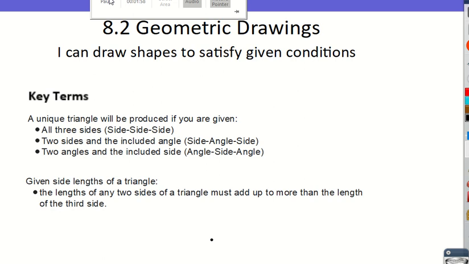With right triangles, your two shorter sides, the sum has to be greater than the longer side to make the right triangle. But in any triangle, the lengths of any two sides, added together, have to be greater than the length of the third side.